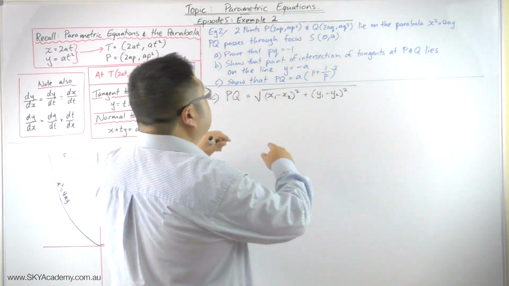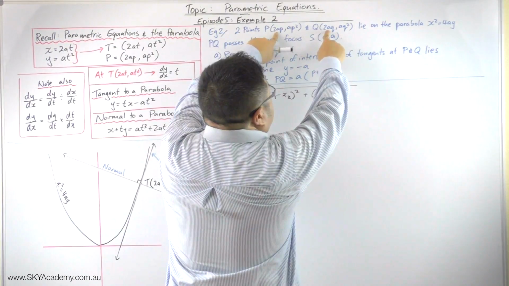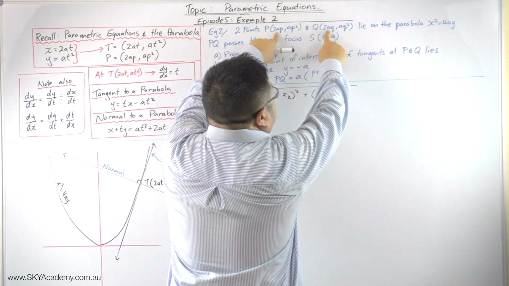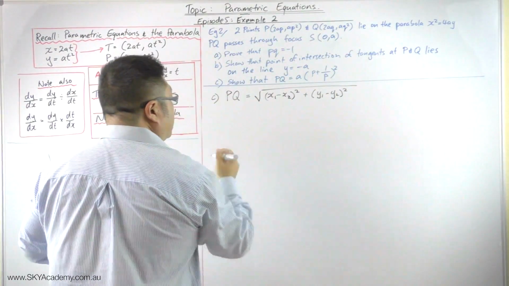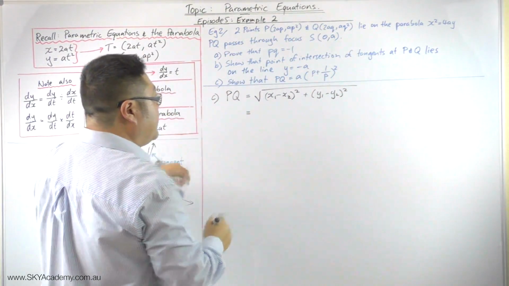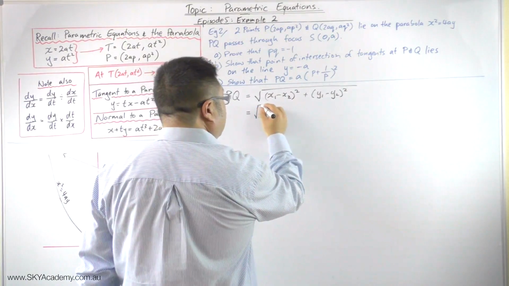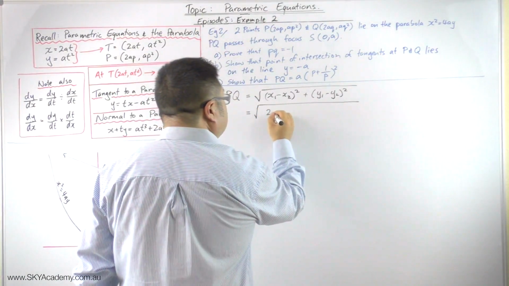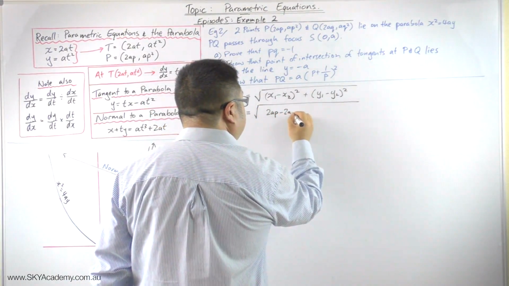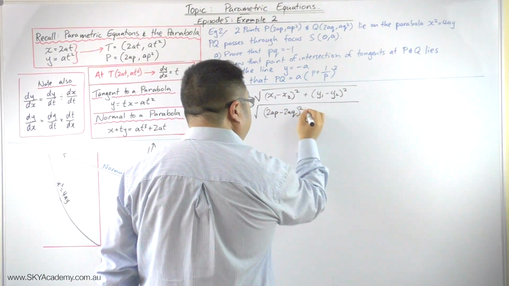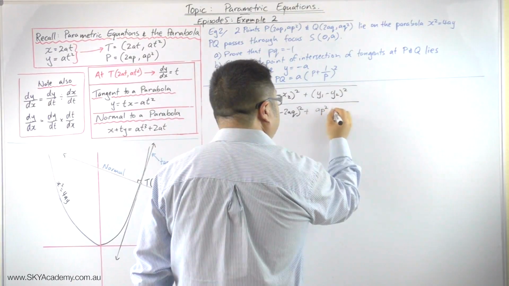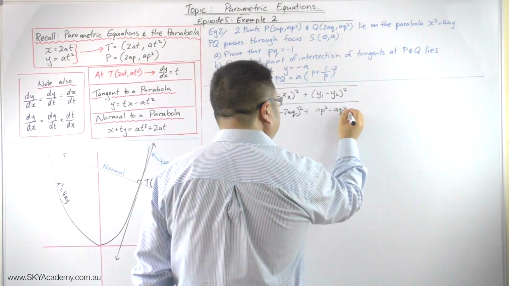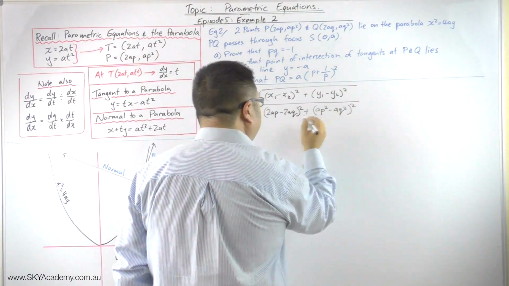Now, the x coordinates of P and Q are 2ap and 2aq. The y coordinates are going to be ap², aq². So what we've got, PQ will be equal to the square root of (2ap - 2aq)² + (ap² - aq²)².